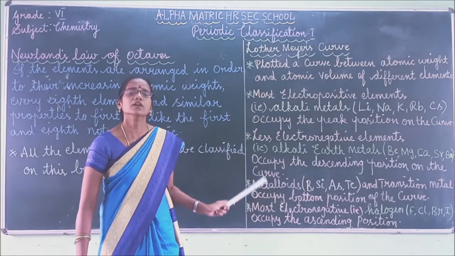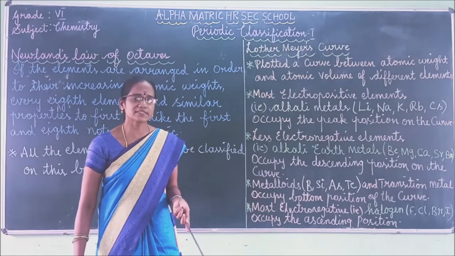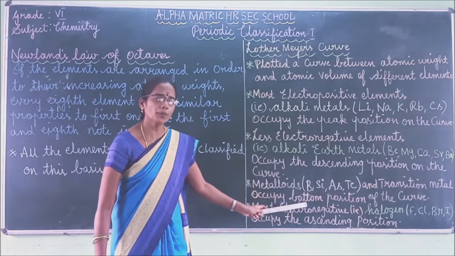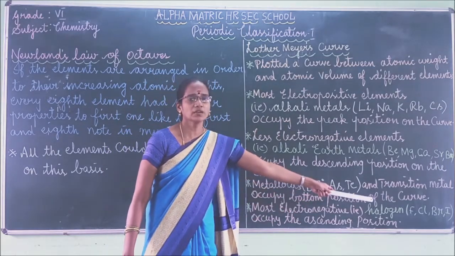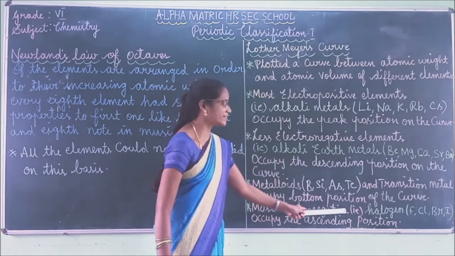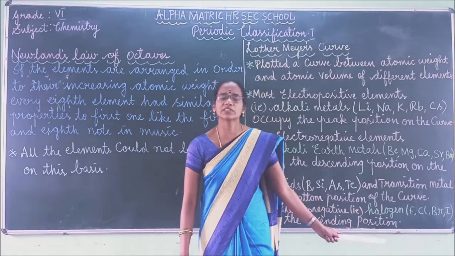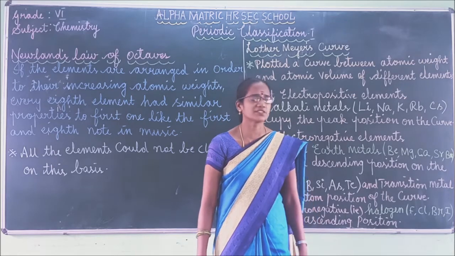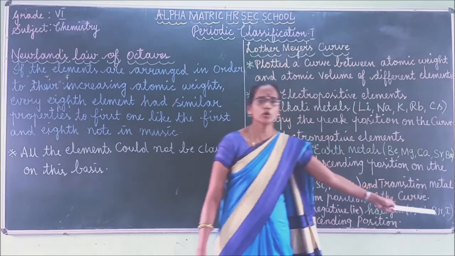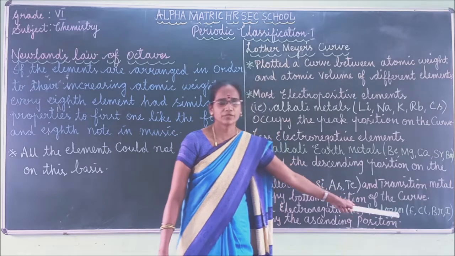Transition metals means electrons filled partially, not completely. Okay, that is called transition metals. Metalloids and transition metals occupy the bottom position of the curve, right? Next one, most electronegative, that is halogens. Halogens means these elements will not react with other elements, that is called halogens. For example, fluorine, chlorine, bromine, iodine, these occupy the ascending position of the curve, right?